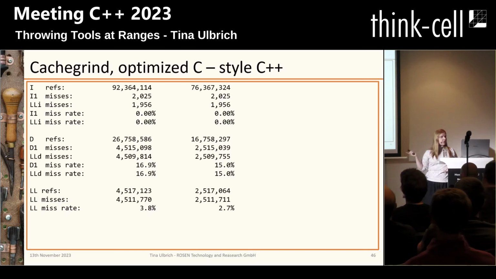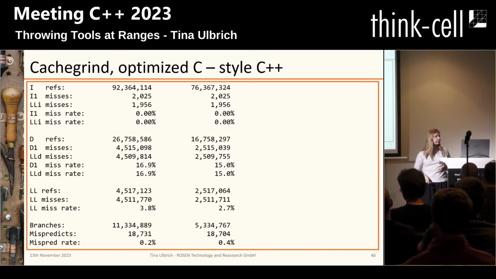Also, last level cache refs went down, for the same reason: we have two fewer temporaries and we do all the work in one loop for the last function. And so we need to read and write less data from memory. So this is what speeds up the program. Branches also went down, so I simplified the program a little bit. Mispredicts are still 0%, so good program.